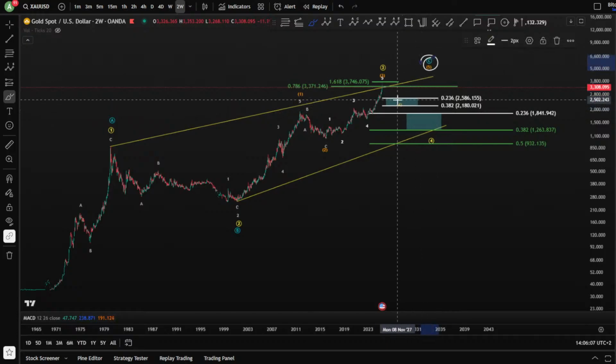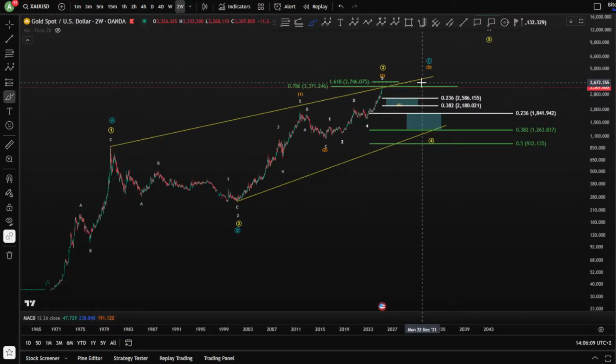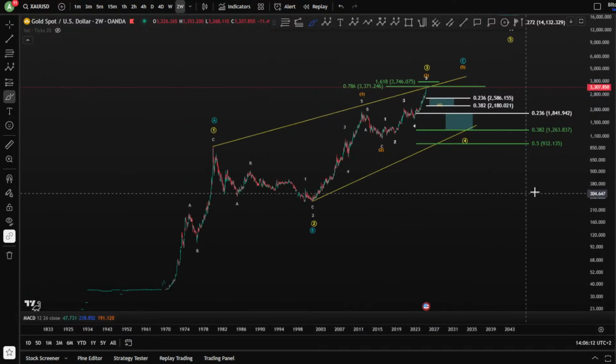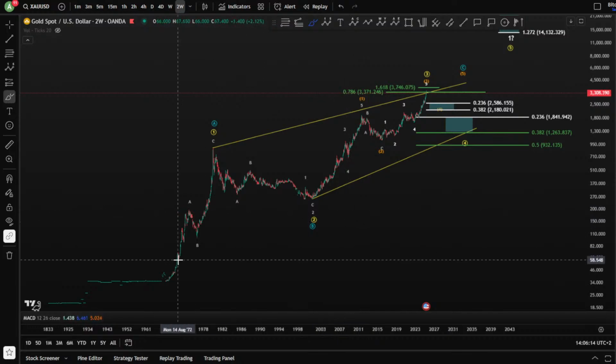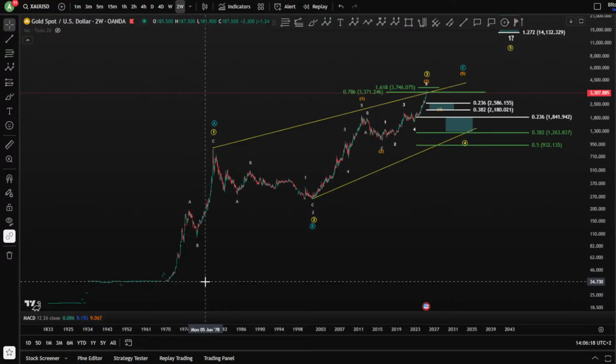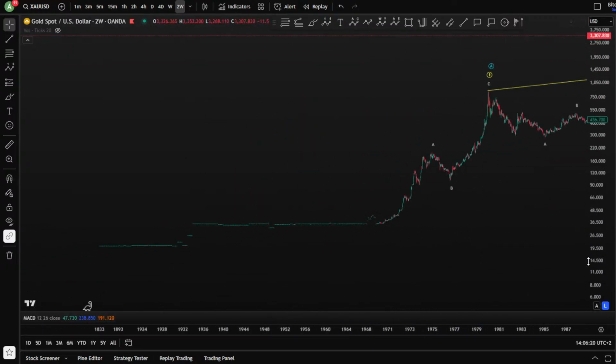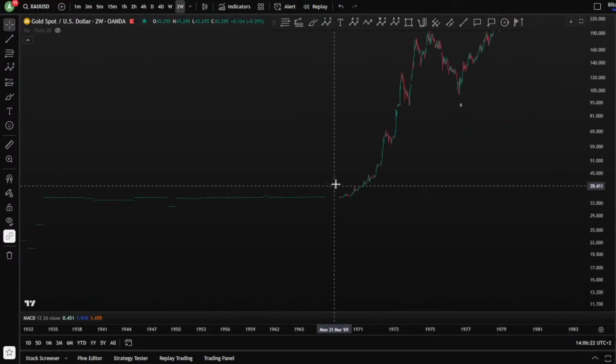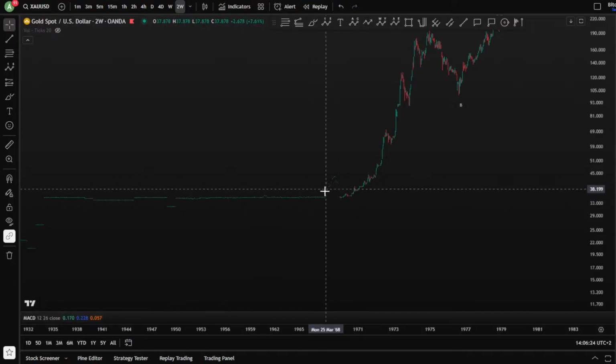Now, if this happened, guys, it also opens a bigger scenario. I mentioned this many times in the video. In the 60s here, I know it's hard to see, but I'm going to zoom in a little bit. In the 60s, there was a 1, 2 here.